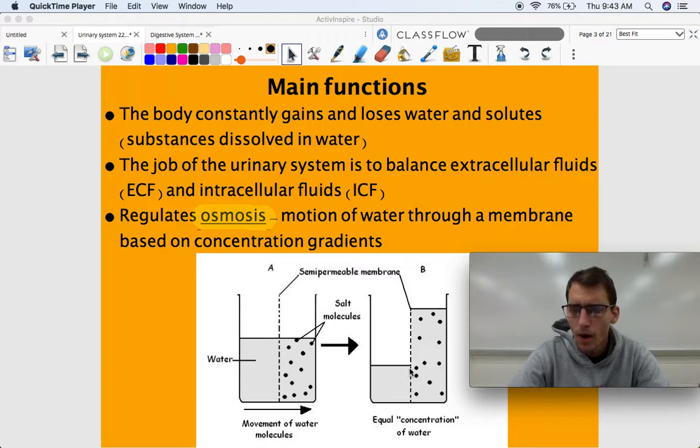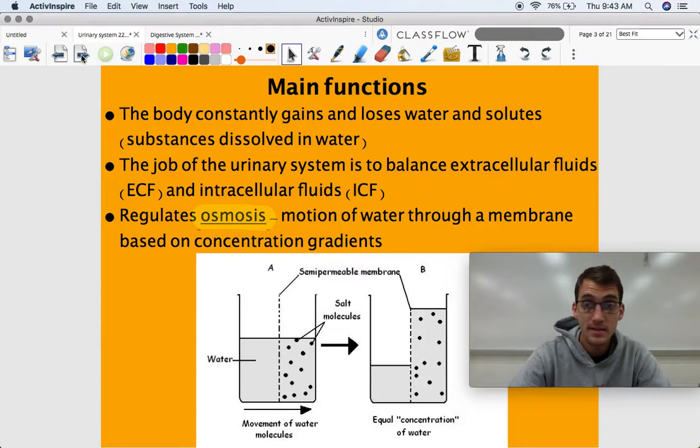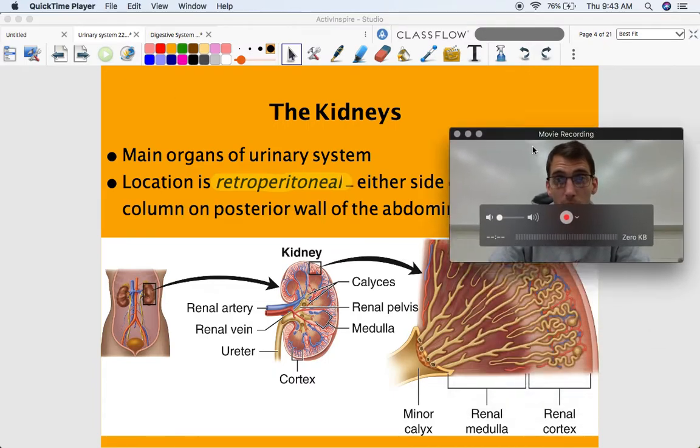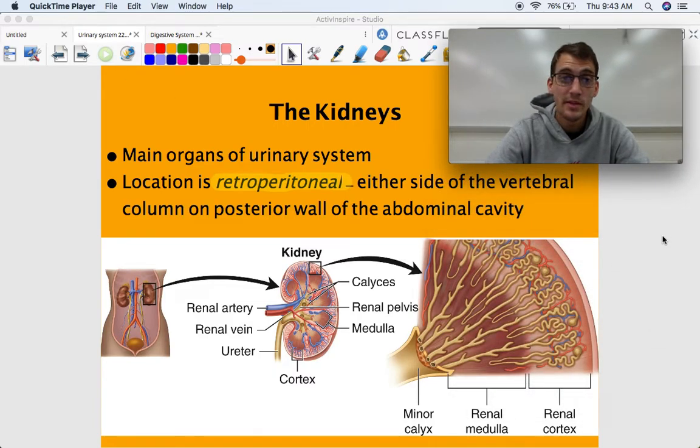Okay, so water has a natural tendency to do this, right? To go wherever the solutes are and balance things out. Okay, and the urinary system has to make sure that your cells don't lose too much water and they don't gain too much water. Okay, because that is super important. All right, and the main organs that are going to be doing that are the kidneys. They are the main organs of the urinary system.